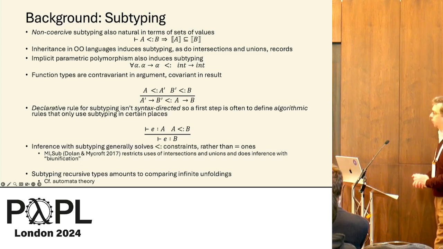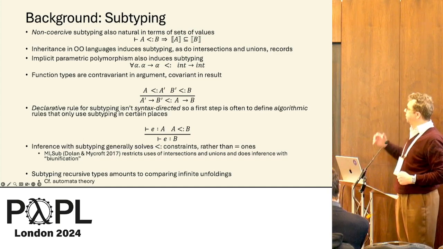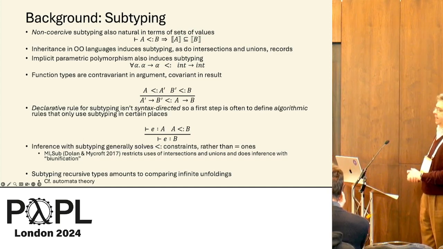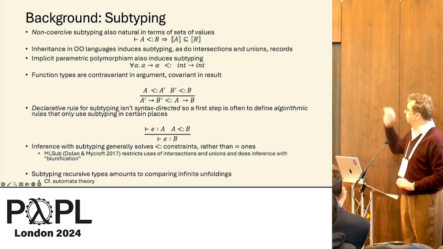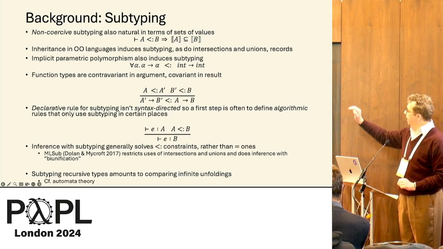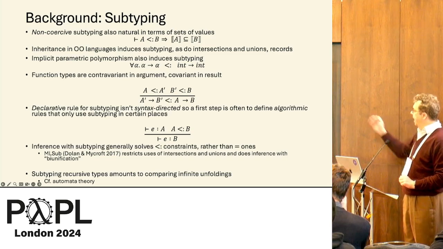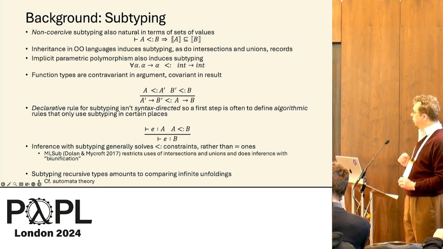Another language feature that's important in these talks is subtyping. If you think of types as sets of values, this is pretty obvious. We say A is a subtype of B. That means the meaning of A is a subset of the meaning of B. Inheritance, as everyone knows, induces subtyping, as do intersections and unions. Implicit parametric polymorphism induces subtyping, where you can say that a polymorphic type is a subtype of its instantiations, and there are rules which are shared between most of these systems, such as the contravariant-covariant rule for function types.